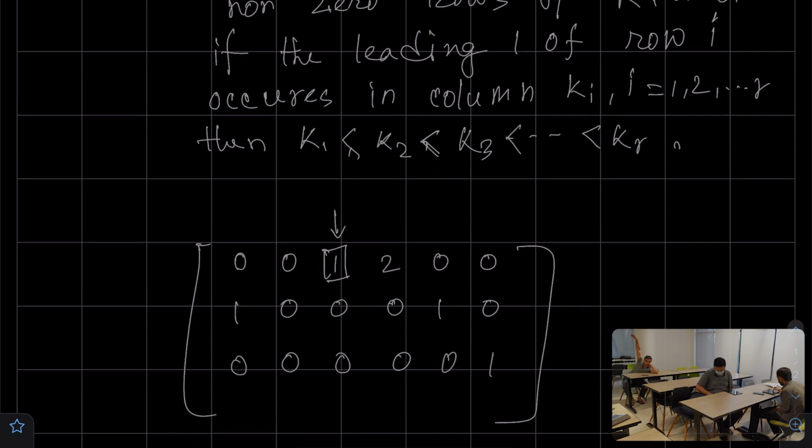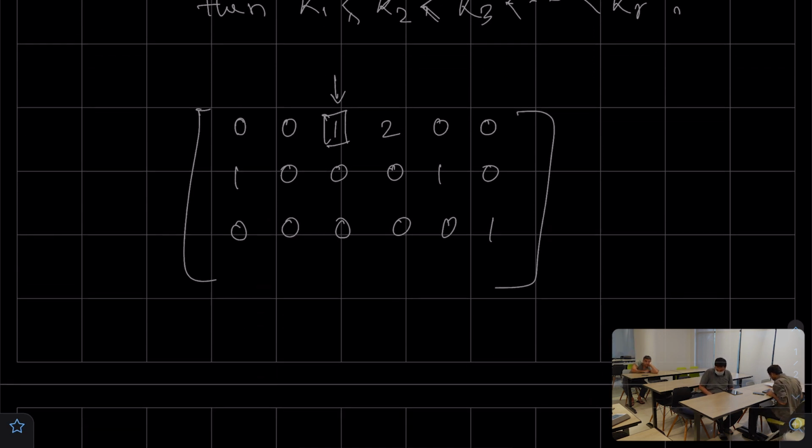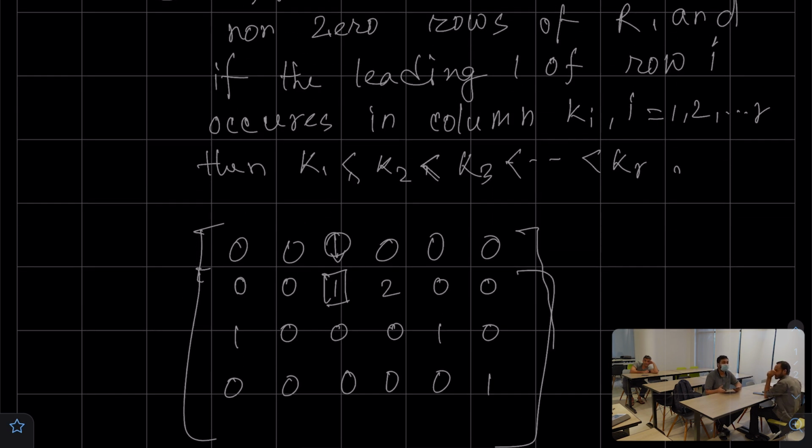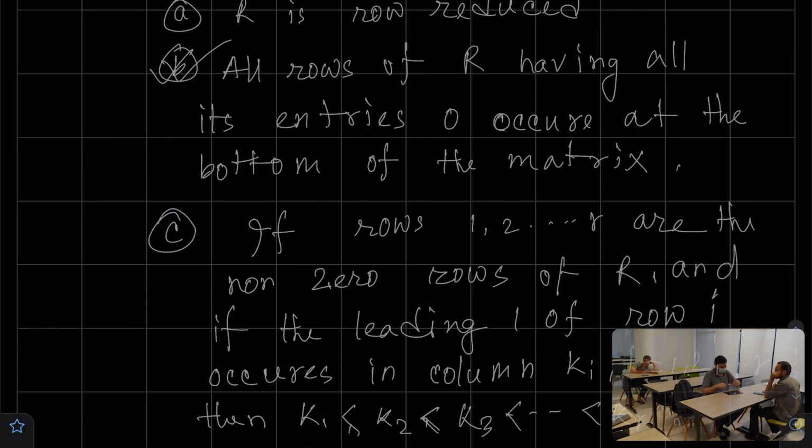Let me just look at this one. Here the zero row is at the top, not at the bottom. Still, it is a row reduced matrix, right? Yes, this is a row reduced matrix. But when we consider the row reduced echelon matrix, this is not an echelon matrix.